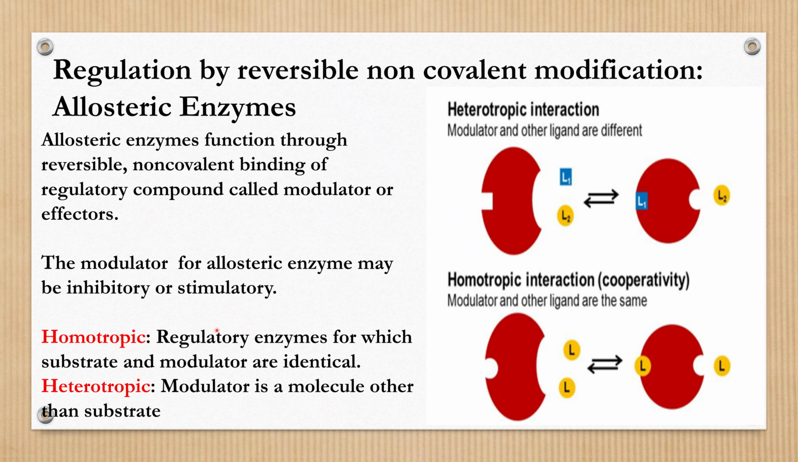Now, when your substrate and modulator are the same, it is called a homotropic interaction. When your modulator and substrate are two different molecules, it is called a heterotropic interaction. Can you see here, if your substrate and modulator are two different molecules, then it is a heterotropic interaction. When your substrate and your modulator are the same molecule, then it is a homotropic interaction.